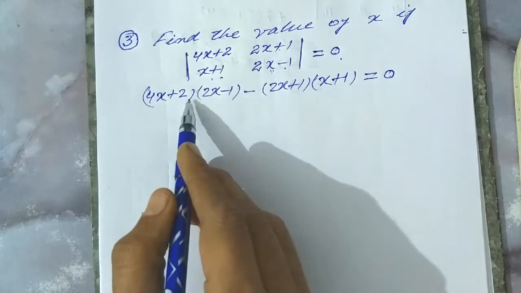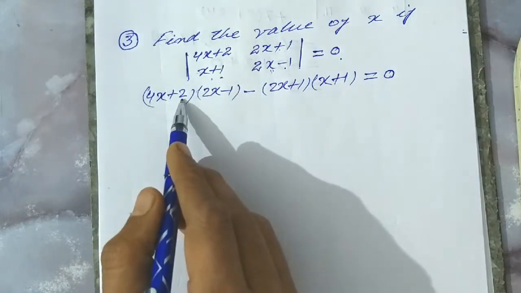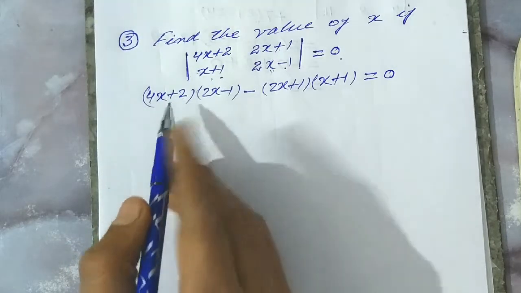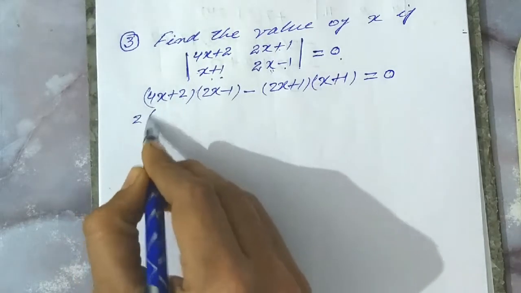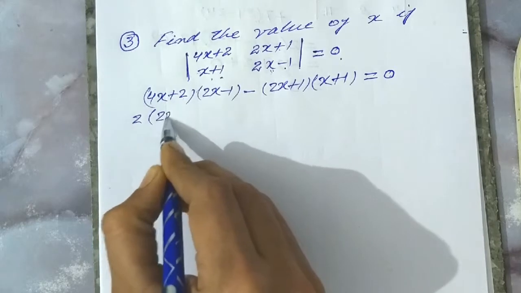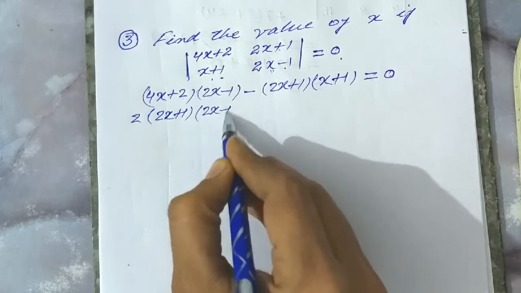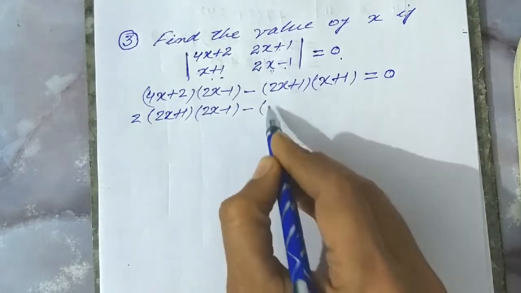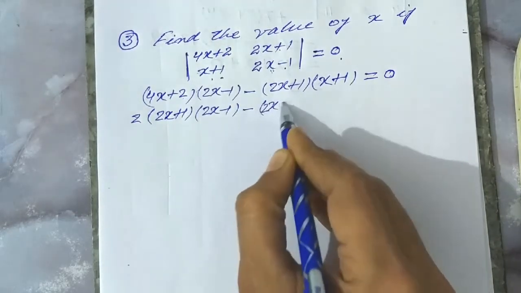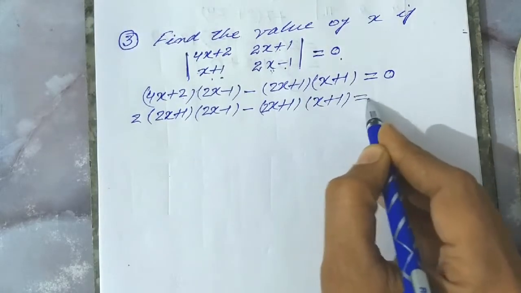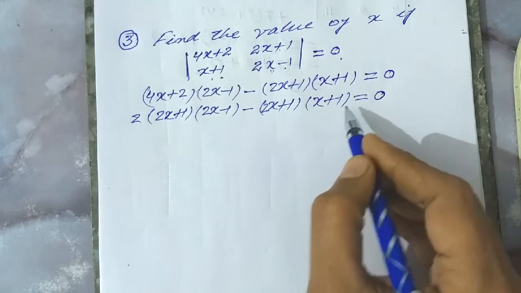Now here we have to simplify. As you see, there is 2 common in this bracket, so we have to take 2 common, and we get in the bracket 2x plus 1, 2x minus 1 as it is, minus 2x plus 1, and x plus 1 as it is, equal to 0.